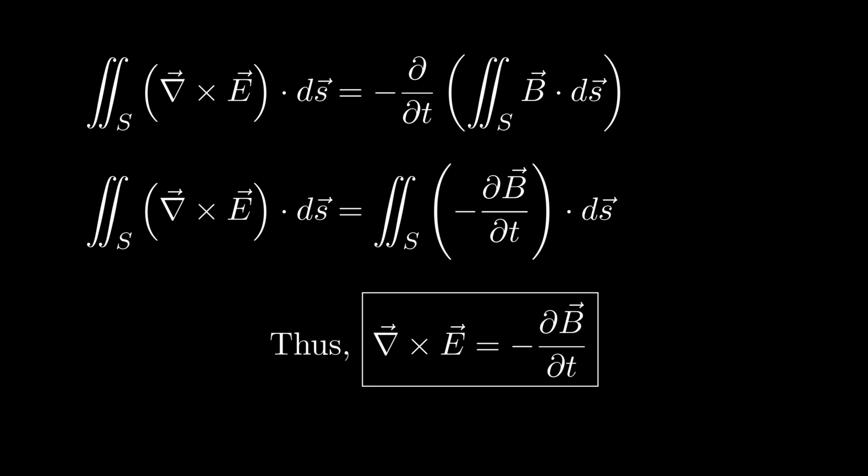Keep in mind that the curl of E would be 0 for an electrostatic field. But if there is a time varying magnetic field present, it will induce an EMF, and because of that, the result will be equal to minus del B del T.